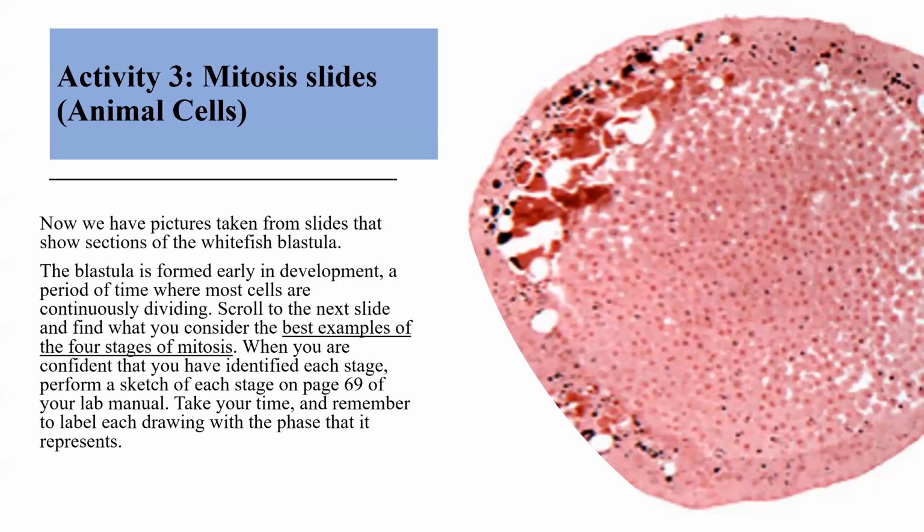And then you're also going to do essentially the same thing, but you're going to do it in animal cells. So here you're going to be looking at whitefish blastula. And you're going to, once again, identify the stages of mitosis. In your lab manual, there's a page where you will draw them to the best of your ability. You will do this for the plant cells as well as the animal cells.